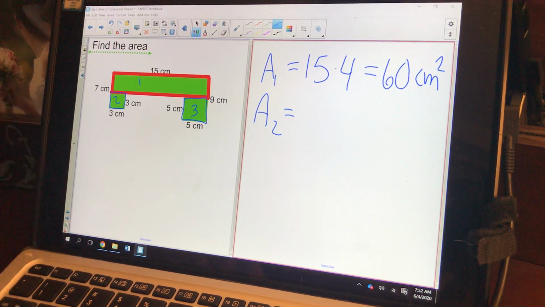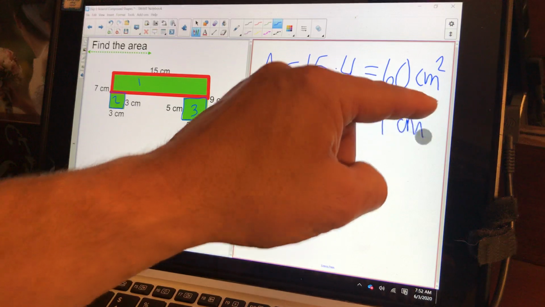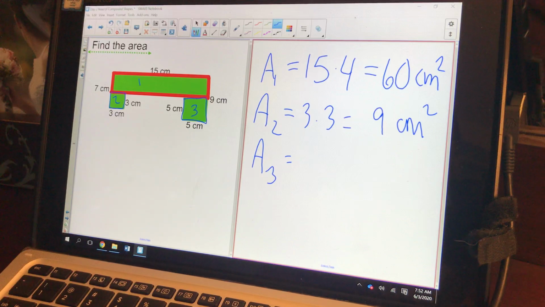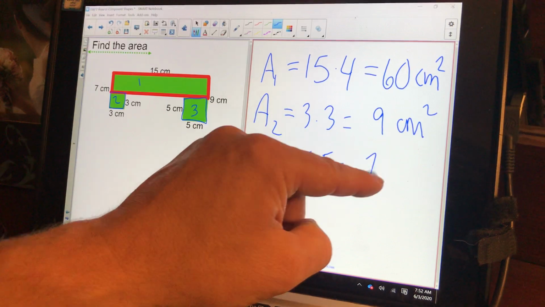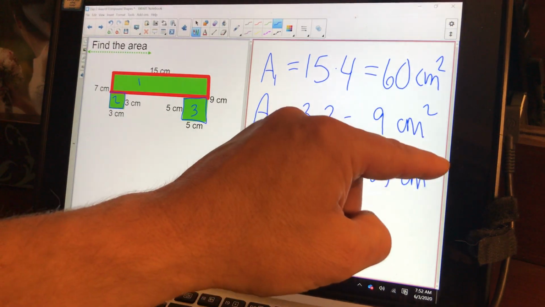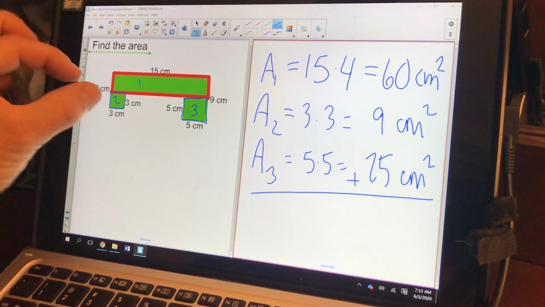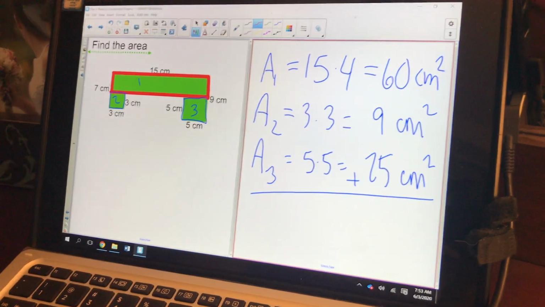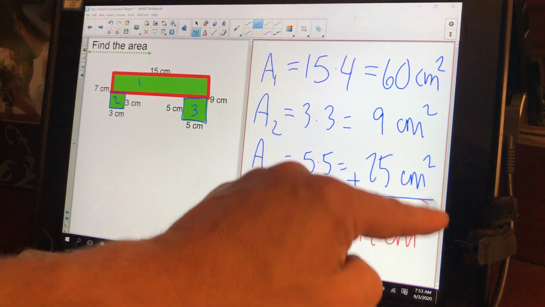Okay, shape 2. What is that? It looks like a little square. It's a 3 by 3, which means it's 9 centimeters squared. And shape 3 is a 5 by 5 square. And I'm adding all those up, right? First one was 60, then 9, then 25. 60 plus 25 is 85. 85 plus 9 is 94 centimeters squared.